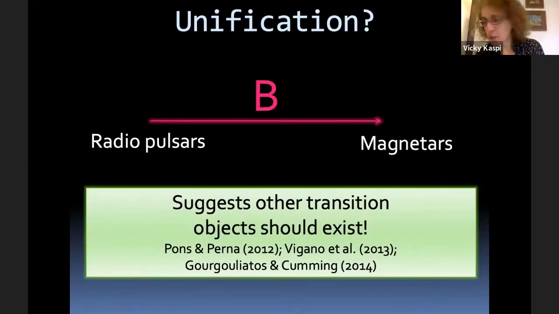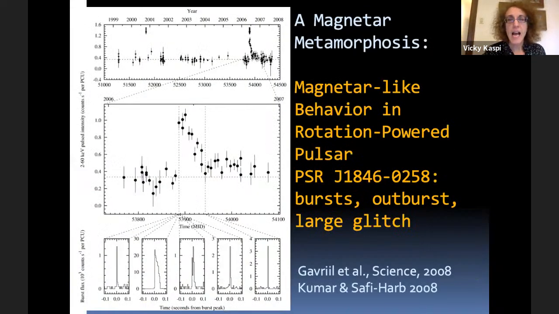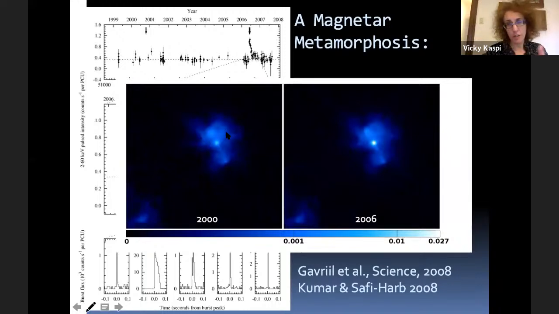Now, this unification picture, I think Nanda stressed this a lot, and I want to mention it as well. The idea is that what connects radio pulsars, these isolated neutron stars, to magnetars is the magnetic field. And so transition objects should exist. And there's theoretical grounds for thinking this. And indeed, we've seen now magnetar metamorphoses, where rotation-powered pulsars like 1846-0258 have a huge X-ray outburst out of the blue and show lots of X-ray bursts, as you can see here. The pulsar got visibly brighter at that time.